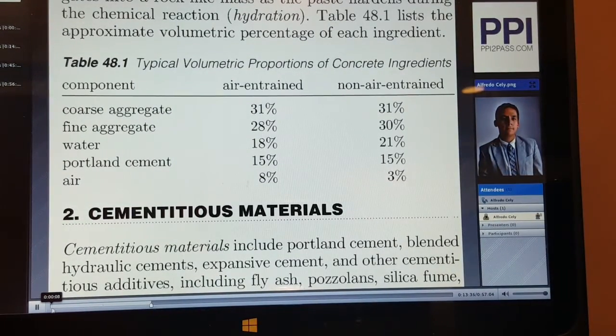Here we see table 48.1 from the CERM, which shows the typical volumetric proportions of concrete ingredients. We can see two divisions of concrete: air-entrained and non-air-entrained concrete. And we have the different components: coarse aggregate, fine aggregate, water, Portland cement, and air. Coarse aggregate can be considered the gravel that's used in concrete, while fine aggregate is typically considered the sand that is used in concrete. Then we have the water content, the Portland cement, and the air content.